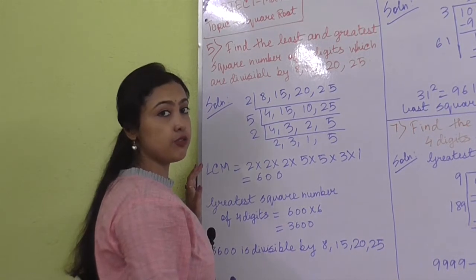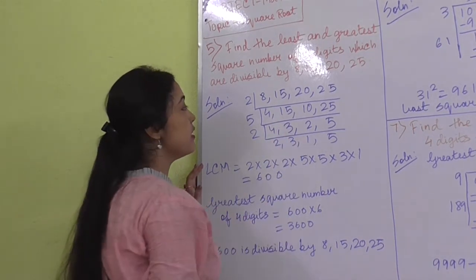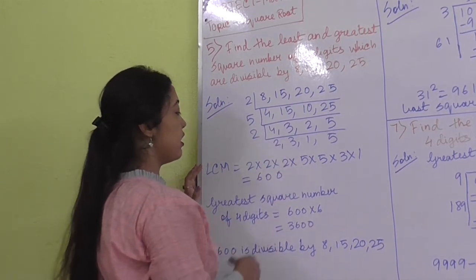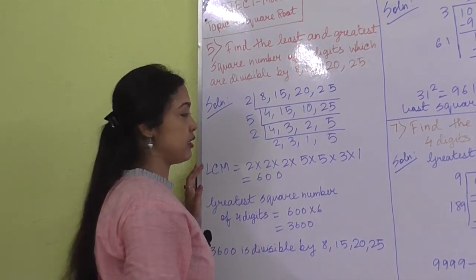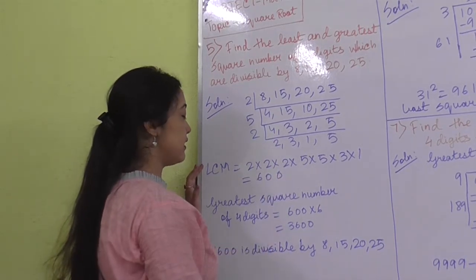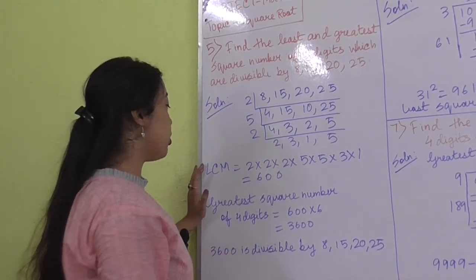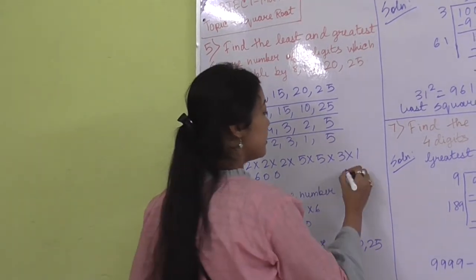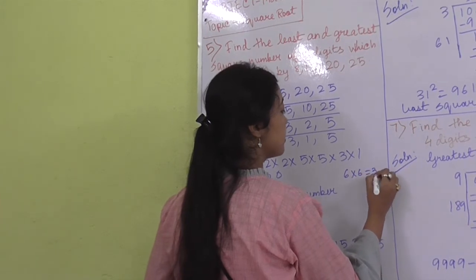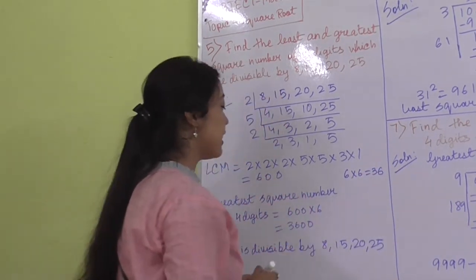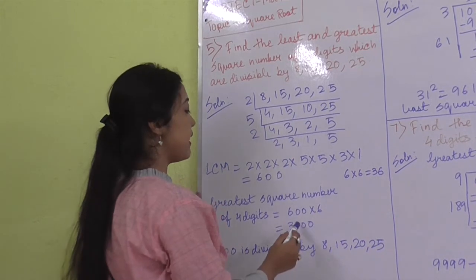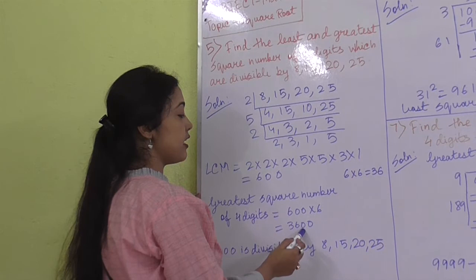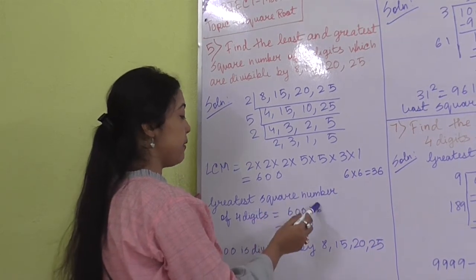So first of all we have to find out the LCM of all these numbers. After calculating the LCM of all these numbers, I have got 600 as my result. So 600 is the result of my LCM. Now it has been told to find out the greatest square number of 4 digits. We all know that 6 into 6, that is 6 square, is 36. So if we multiply 600 with 6, we will get 3600 as our answer, which is the greatest square number.